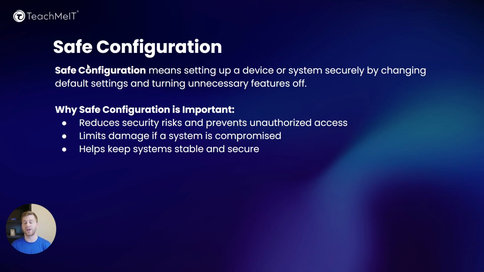Next is safe configuration, and this is when we set up our devices or systems securely by changing default settings and turning any unnecessary features off. No matter what device we have, it's likely that we have some configurations that don't really benefit us. By eliminating or disabling those, it's a massive help in terms of saving battery, and it can also help keep your systems more secure. Safe configuration is important because it reduces security risk, it can potentially help prevent unauthorized access, and it can also limit damage if a system is compromised.